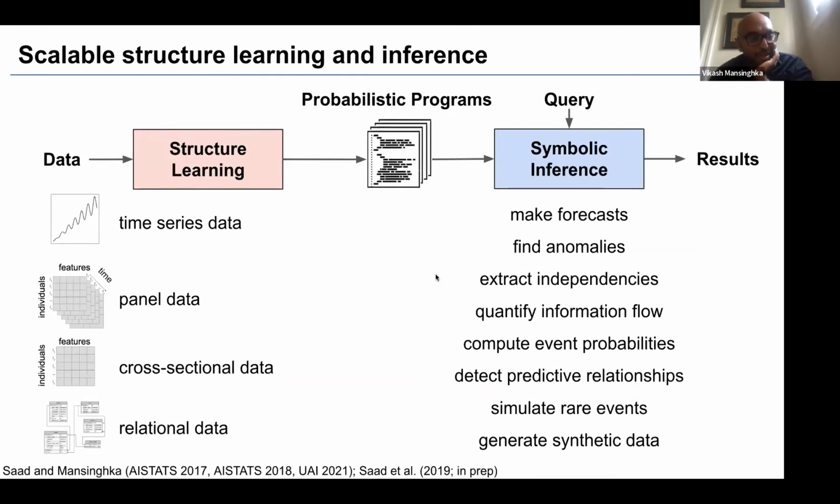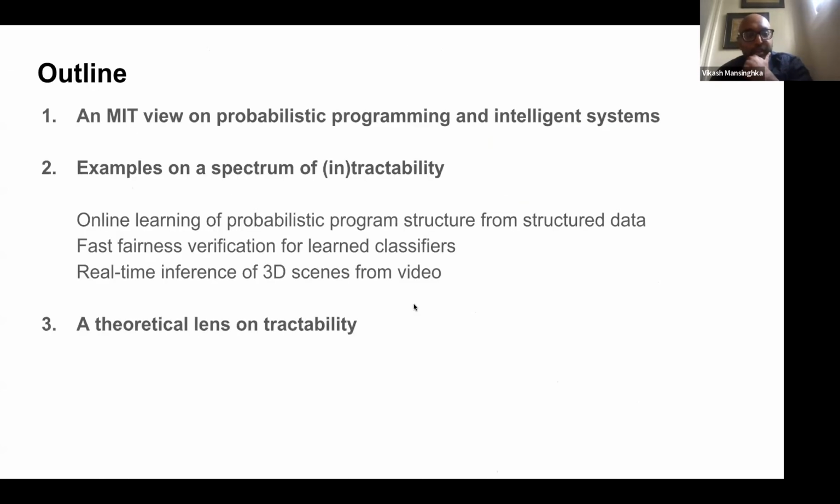And this template has been implemented, primarily for us, for a range of data types: time series data, panel data, cross-sectional data, relational data, where we can go from data to probabilistic programs in tractable languages that we can then use with exact inference that's available for these tractable languages to answer a broad range of questions: how to make forecasts, how to find anomalous data, how to calculate probabilities, how to generate synthetic data. And so I'll take that set of capabilities into a second domain of structured databases and fairness verification for my next example.